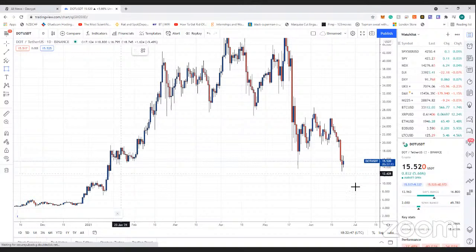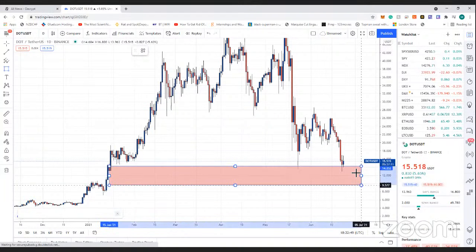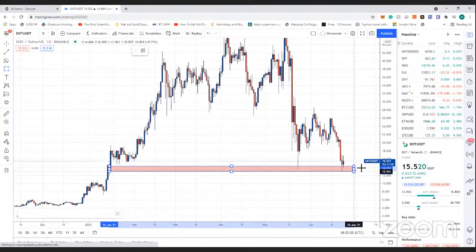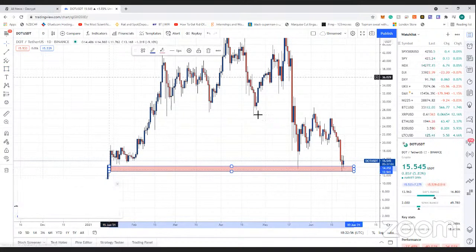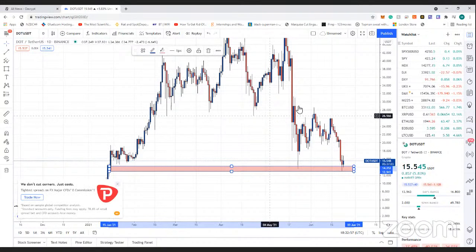So DOT right now is in a good place, inside of this D1 demand zone, a very crucial one, 15th of January. And we've just seen the price come for the low here. Now, similar to what we have with Bitcoin, across all of the other pairs, they all have the same effect. This supply zone here was holding the price for quite a while.